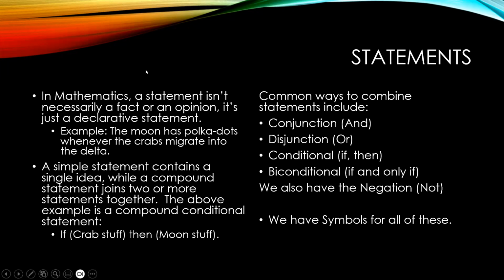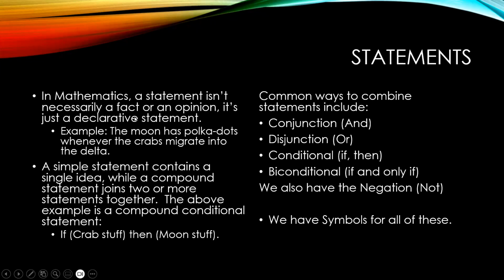And so an example, kind of a nonsensical example, is the moon has polka dots whenever the crabs migrate into the delta. And so there's two different types of statements. This statement was a compound statement because there was more than one idea in play. A simple statement contains a single idea, while a compound statement joins two or more statements together. If we think of this example of the moon, this is a compound conditional statement because it can be written in the form if then. If the crabs migrate into the delta, then the moon has polka dots.